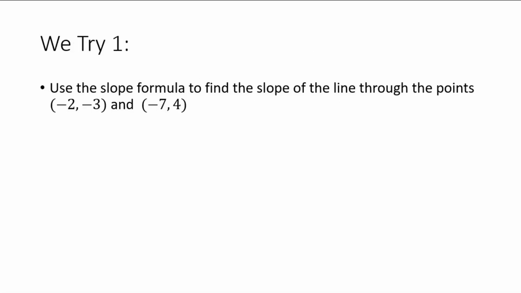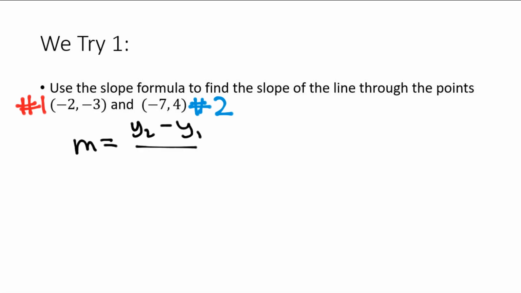So let's try one together. I want to label my 2 points as point number 1 and point number 2. So point number 1, I'll have this be point number 2. And my equation is m is equal to y2 minus y1 over x2 minus x1. This is a good thing to memorize. You're going to be using it a lot. So I'm just going to fill in my values over here.